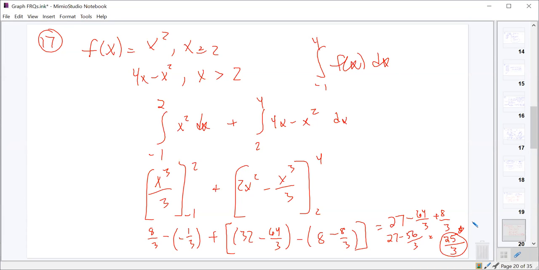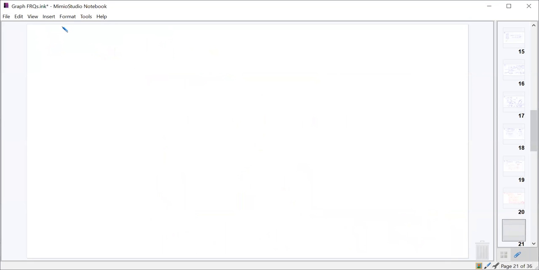Yeah, so anytime that there is a split in a piecewise function in the middle of your integral, just split it at that point and do each piece separate. Any questions there on 17? All right, next one is 19. I think we did 19 already. Yeah, next one is 20. So we'll do 20 next.